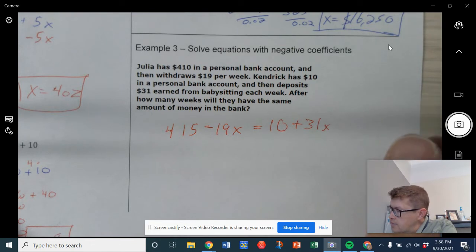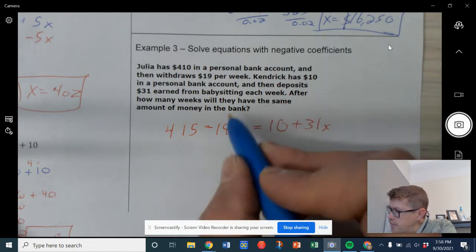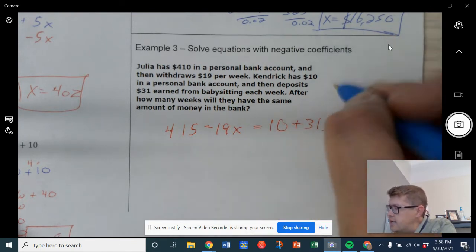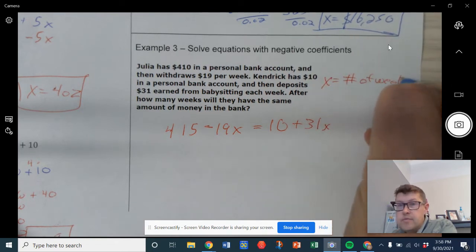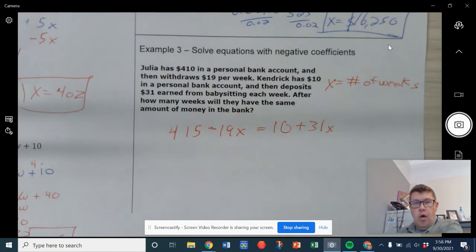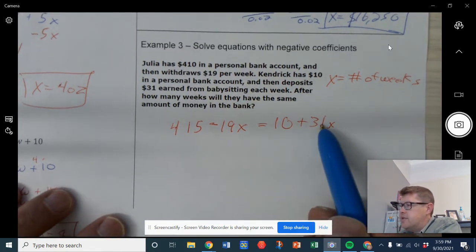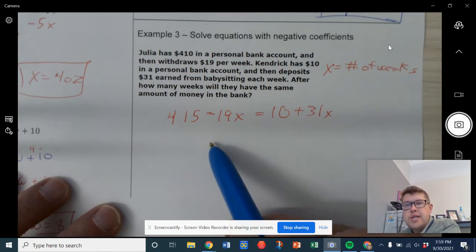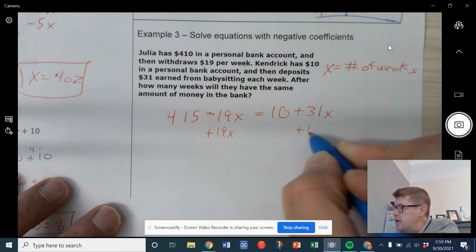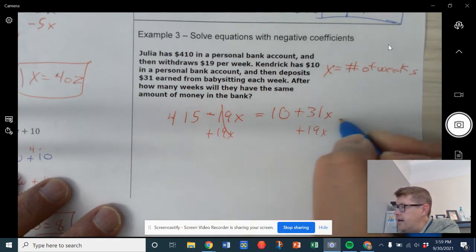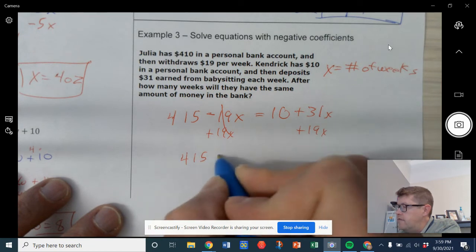Okay. So let's see. After how many weeks will they have the same amount in the bank? X is the number of weeks. That's what we're looking for. That's our variable. Okay, so if I take this 31 over here, this negative is just going to get bigger. So rather than going to that side, I'm going to bring it over that side. I'm going to add 19 over here. So I'm left with 415.